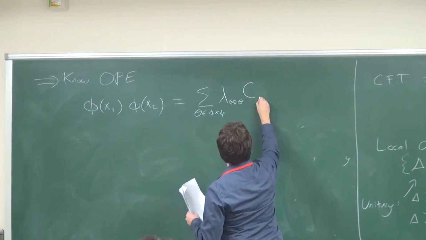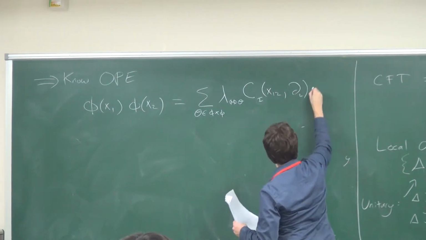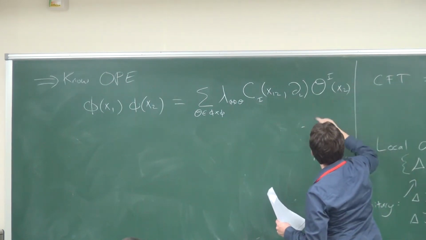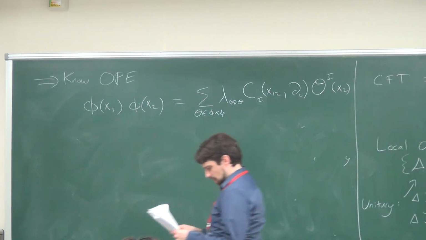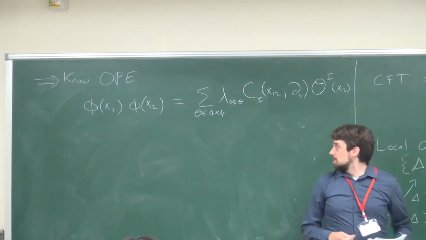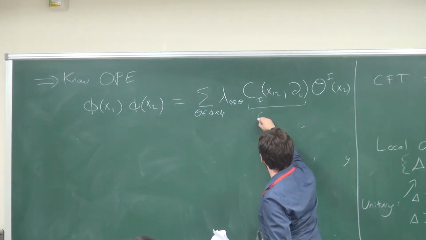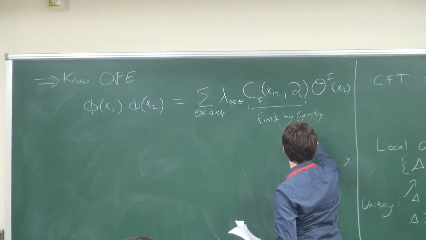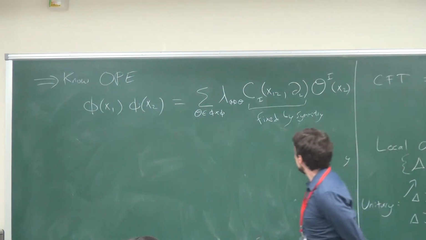And then there's some function of the separation and derivatives acting on the operator O, evaluated at one of the points. So then the claim is that this function is also completely fixed by conformal symmetry in terms of the scaling dimensions and spin quantum numbers.